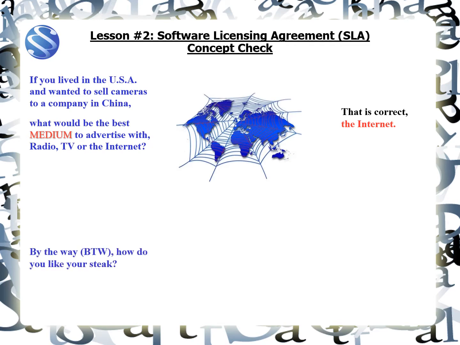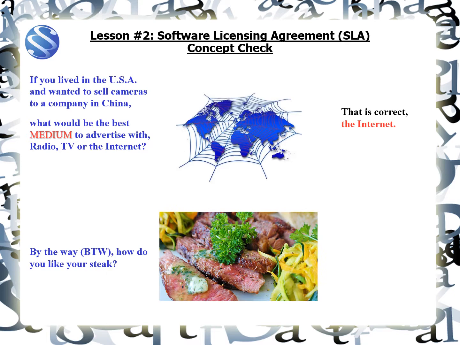By the way, how do you like your steak? Rare? Well done? Medium.